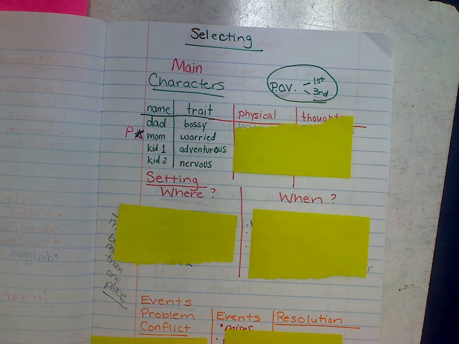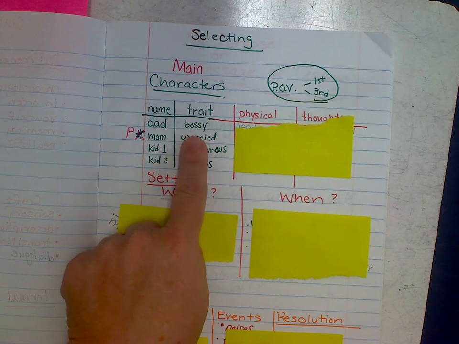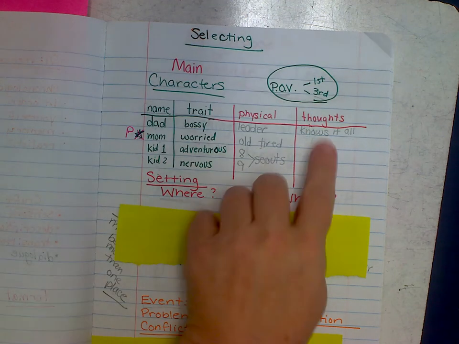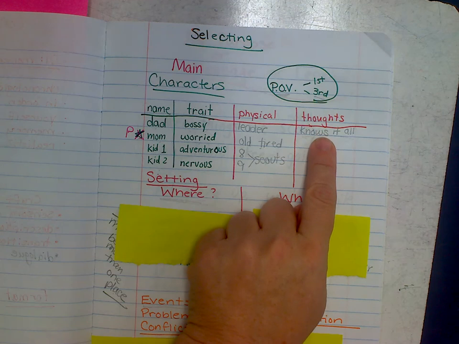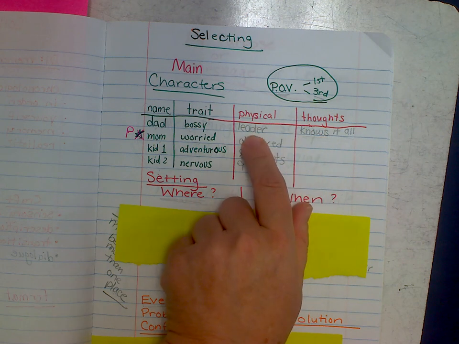You also want to think about your character's traits. In mine, I'm going to make the dad bossy. He's going to tell everybody what to do. And I even said over here on the thoughts, he's going to be kind of a know-it-all character. So like our real dad at home, he is a little bossy, but I wouldn't say he's a know-it-all. He's going to be kind of a leader.